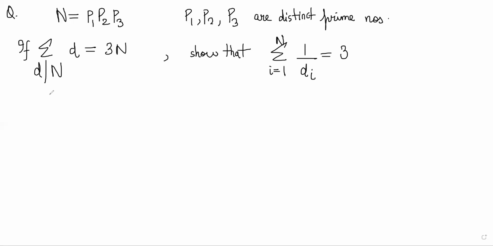So first of all, you have to understand what this part means. D divides N means divisors of N, right? So the sum of divisors of N is 3N. This is the same D i. So you are given this, you have to prove this. And N is a product of 3 prime numbers.